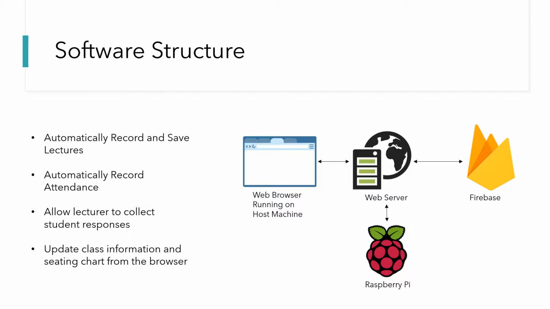And the software structure is also the same. We have the web server, which is connected to Firebase, Raspberry Pi, and the machine running the web browser. And the software structure includes the functionality for recording and saving lectures, recording attendance automatically, allowing the lecturer to collect student responses, and updating class information and the seating chart from the browser.